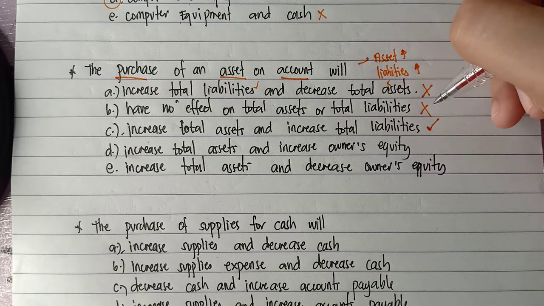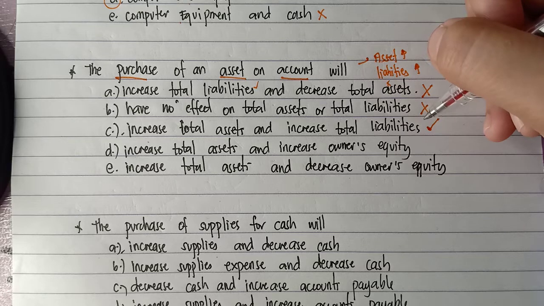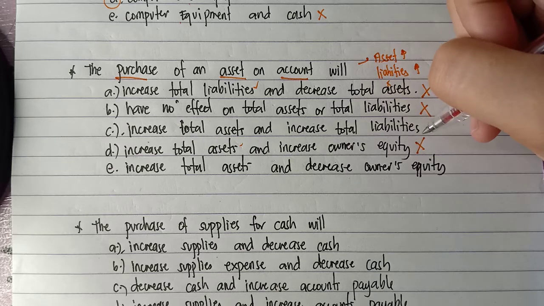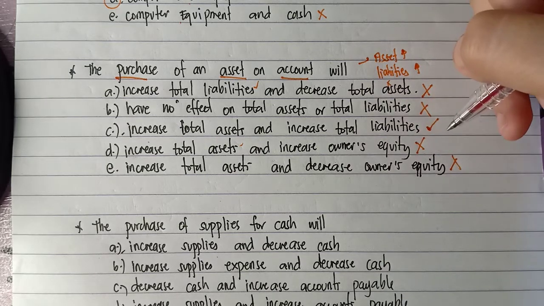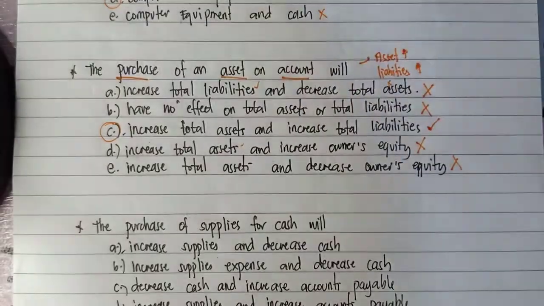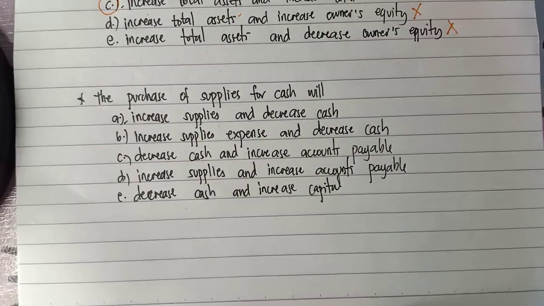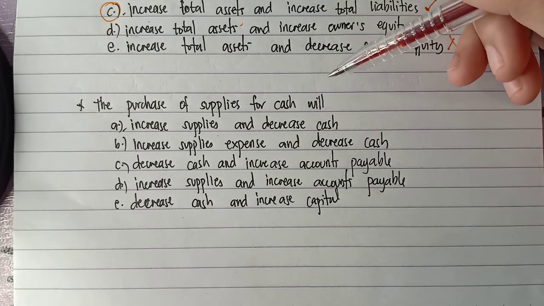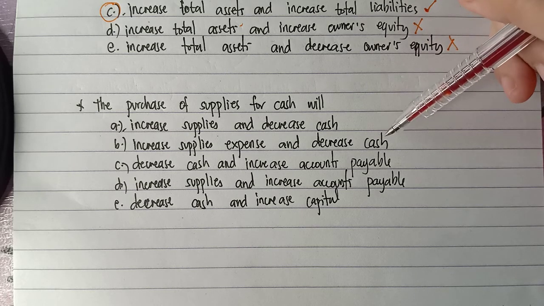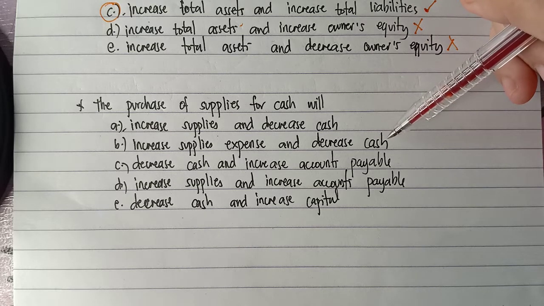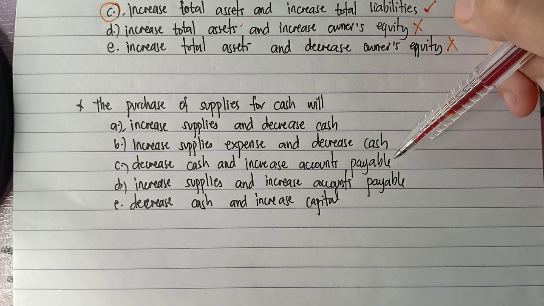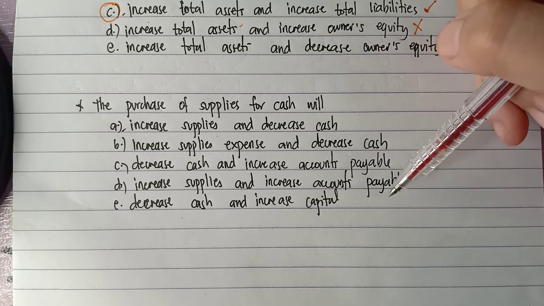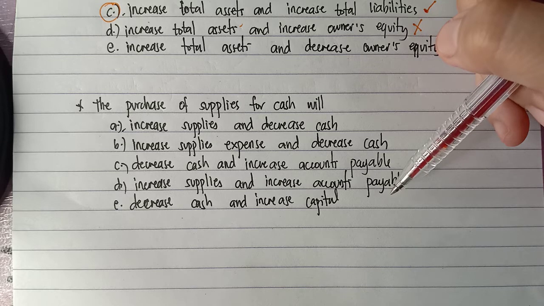But we have to discuss also letter D and letter E. Increase in total assets, correct. Increase in owner's equity, wrong. Increase in total assets and decrease in owner's equity, no. So the correct answer is letter C. Next is the purchase of supplies for cash will. Letter A, increase supplies and decrease cash. Letter B, increase supplies expense and decrease cash. Letter C, decrease cash and increase accounts payable. Letter D, increase supplies and increase accounts payable. And letter E, decrease cash and increase capital.